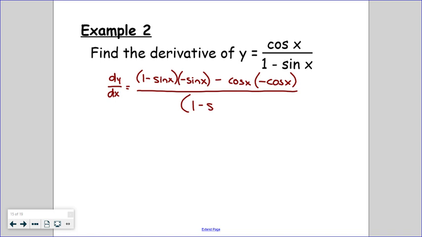All over the bottom squared. That's your setup for quotient rule. The cleanup process on this: first of all, I would go ahead and just multiply out the top here, distribute the negative sine x. Sine times sine is sine squared. Negative cosine times negative cosine would be a positive cosine squared.